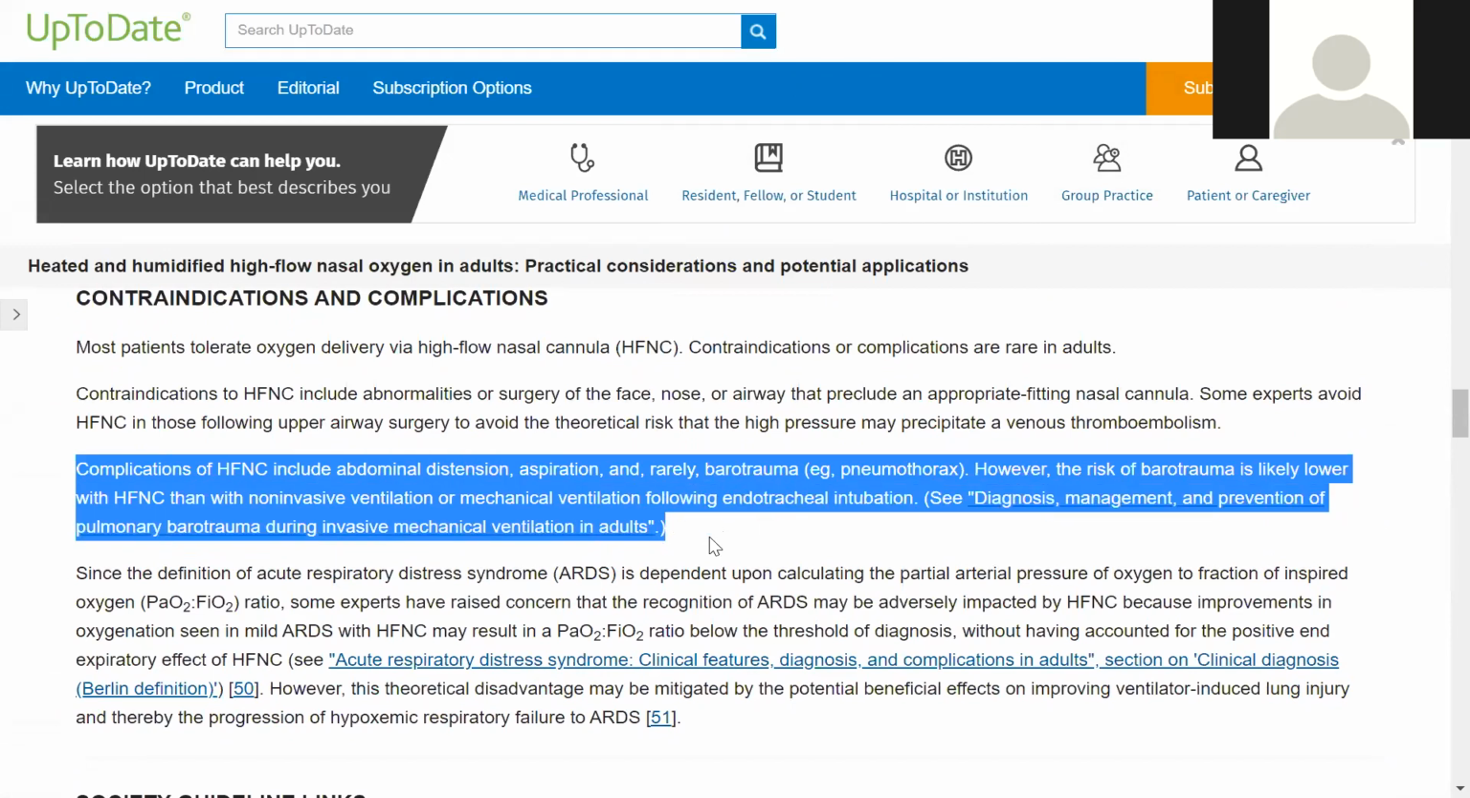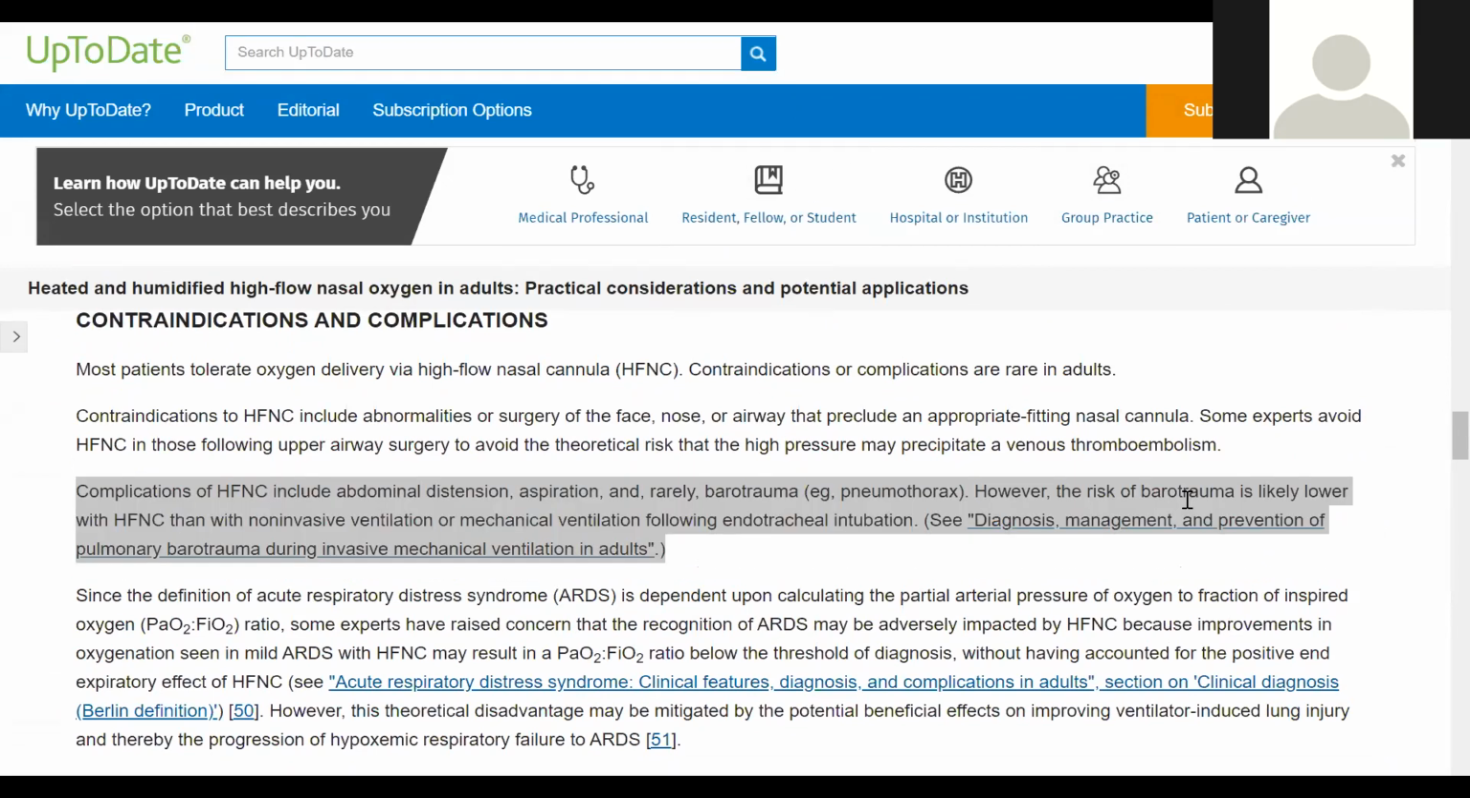As you can imagine, you're giving high flow, more than 30 liters per minute. So you can cause abdominal distension. You can cause aspiration, as you said. And sometimes you can have barotrauma. So you answered all the questions, which is very good. But also remember, risk of barotrauma is lower in comparison to non-invasive ventilation.